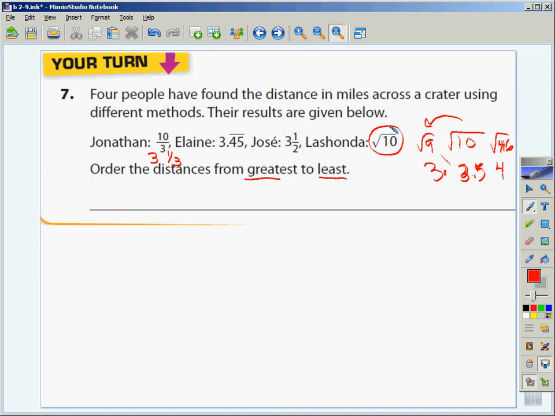So, greatest is Jose at 3.5. Next greatest is Elaine at 3.45 repeating. Next would be Jonathan at 10 over 3. And the last one would be LaShonda, the square root of 10.